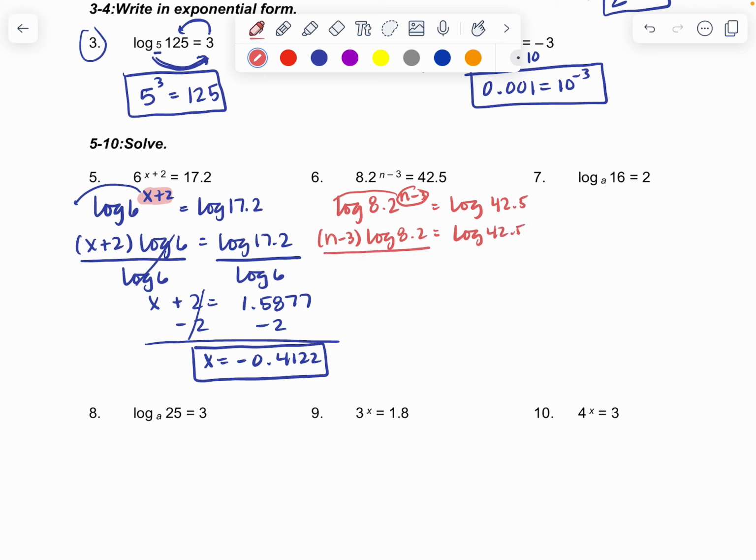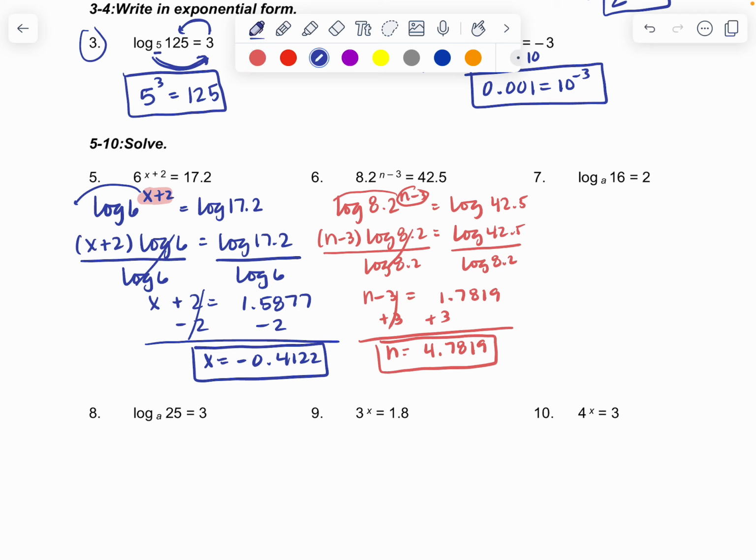Same idea as number 5. Divide both sides by log of 8.2. And then we get n minus 3 equals, let's plug that into the calculator. So I have log of 42.5 divided by the log of 8.2. For this one, I got 1.7819. And if I add 3 to both sides, this one I can actually do in my head. This is going to be 4.7819. So definitely expect something like that on the final.